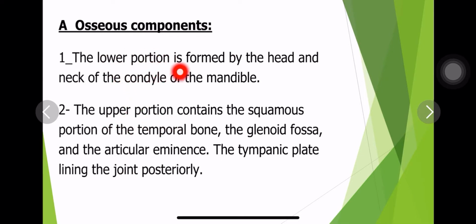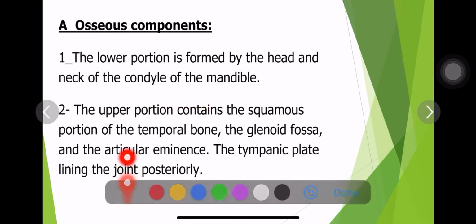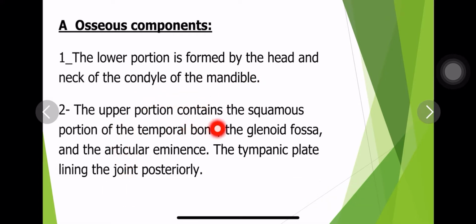The lower portion is formed by the head and neck of the condyle of the mandible. The upper portion contains the squamous portion of the temporal bone, the glenoid fossa and the articular eminence, the tympanic plate lining the joint posteriorly. The lower portion consists of the head and neck of the condyle of the mandible. The upper portion consists of the squamous portion of the temporal bone, the glenoid fossa and the articular eminence.